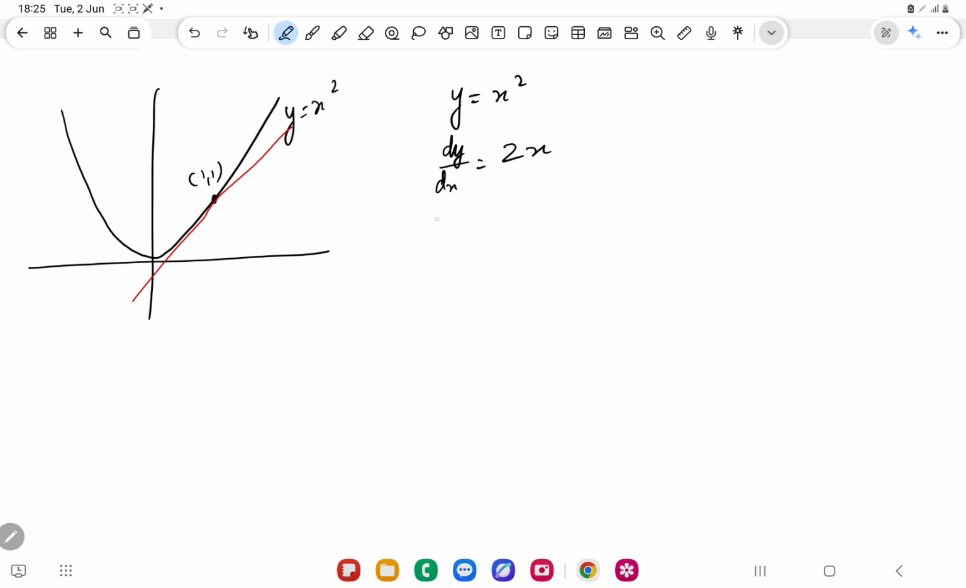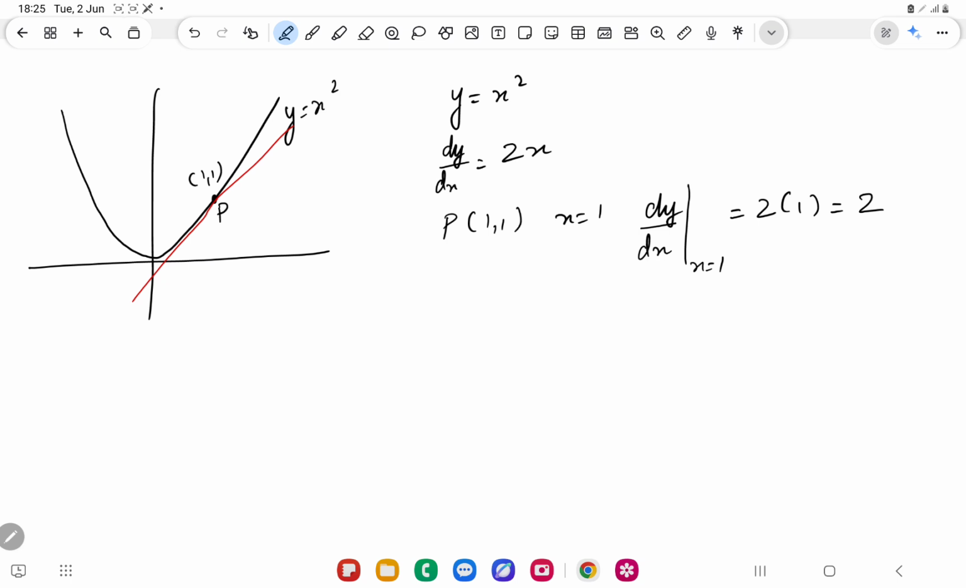Now they want it at a point, let's name this point as P. So slope at P means my x value is 1. So I will find dy by dx at x is equals to 1. This is the way to write, so you have to remember this. So my slope is coming as 2. It means slope at 1 is 2.